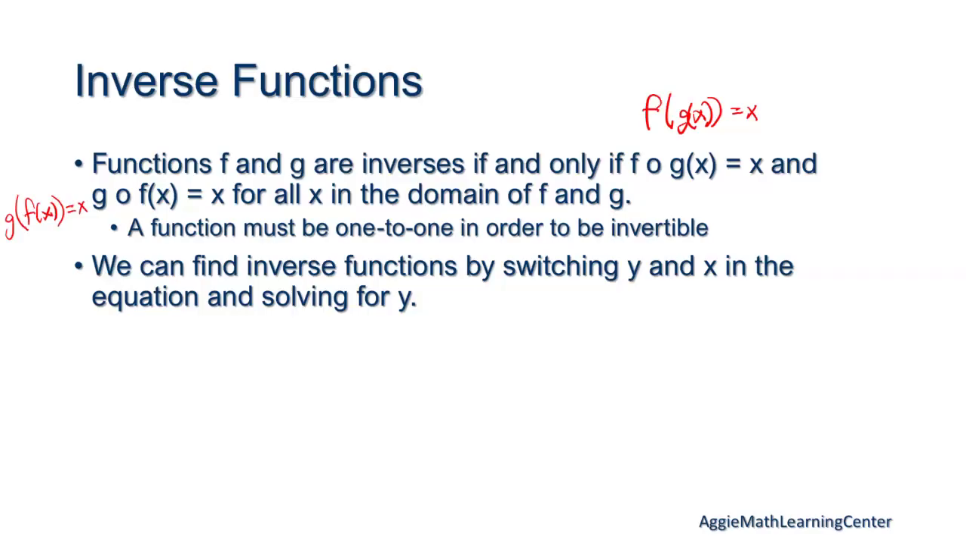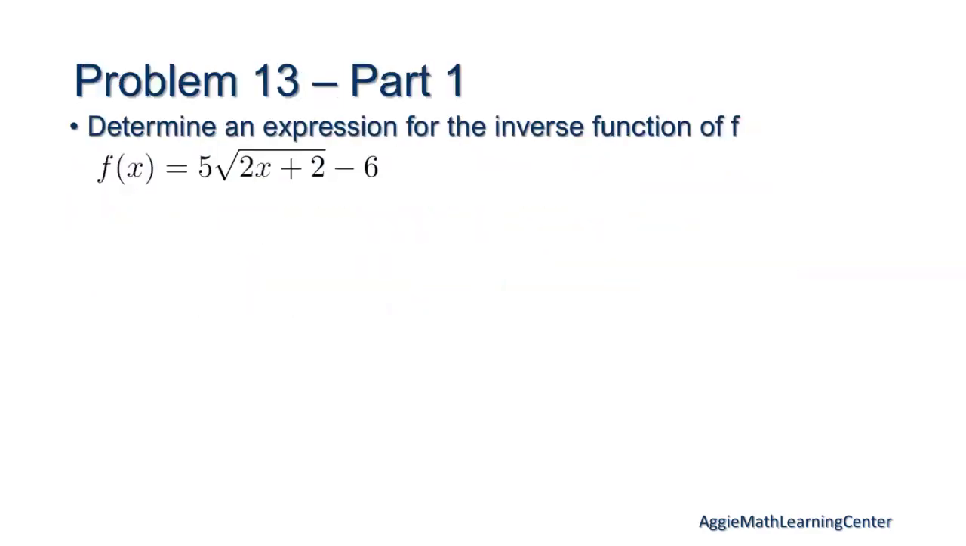We can do that more easily by switching x and y and then solving for y. So in this case, we know that f of x is also just y. So y is equal to 5 square root of 2x plus 2 minus 6. And if we switch the x and the y, now our inverse function will be x is equal to 5 square root of 2y plus 2 minus 6. Now we can solve for y for that inverse function.